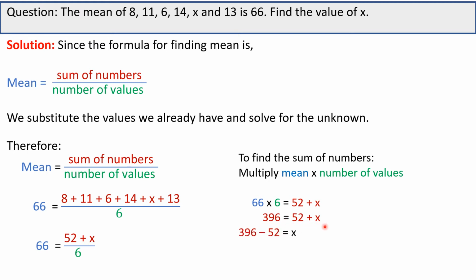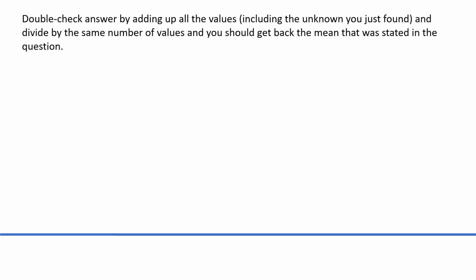So if I want to get x by itself, all I have to do is move this 52 from here. So if I take it away from this side, I'm going to take it away from this side as well. So 396 take away 52 is going to give me the value of x. So x is equal to 344. Now that we found out our answer, the last step is to double check.